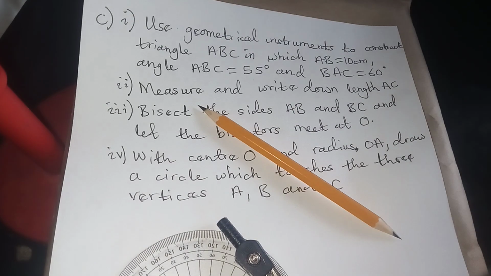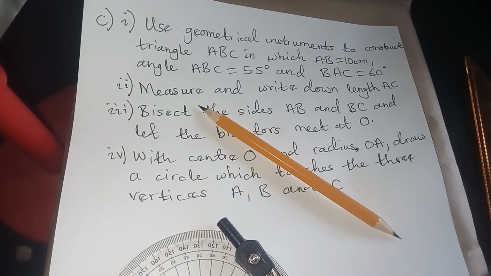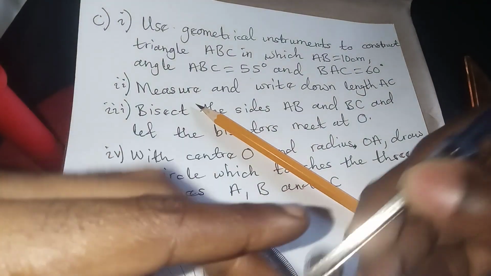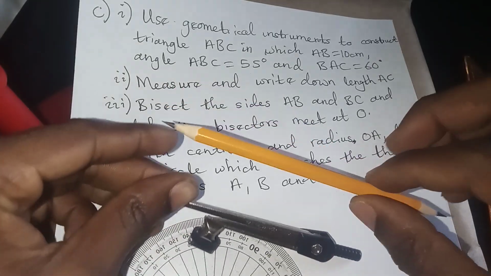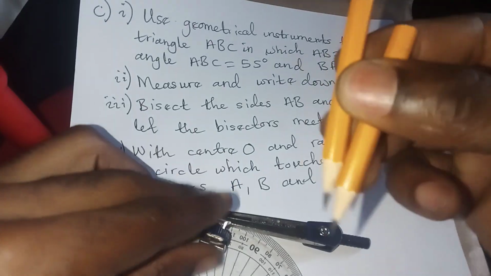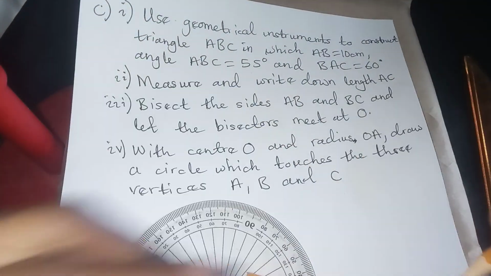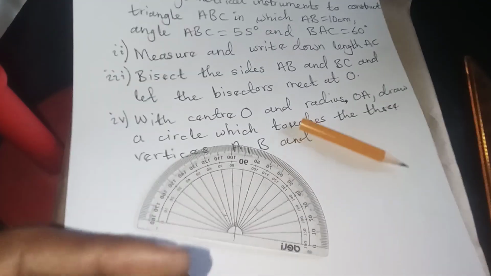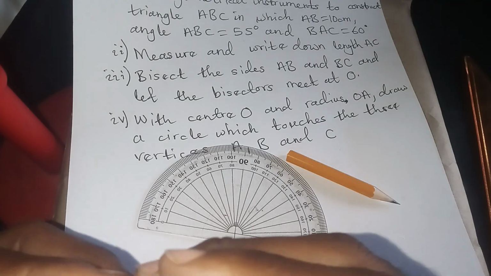So use geometrical instruments to construct triangle ABC, in which AB is 10 centimeters, angle ABC is 55 degrees, and angle BAC is 60 degrees. So you need a short pencil. This one is too long, so I'll break it so that I have two. And then you need a protractor and a ruler.